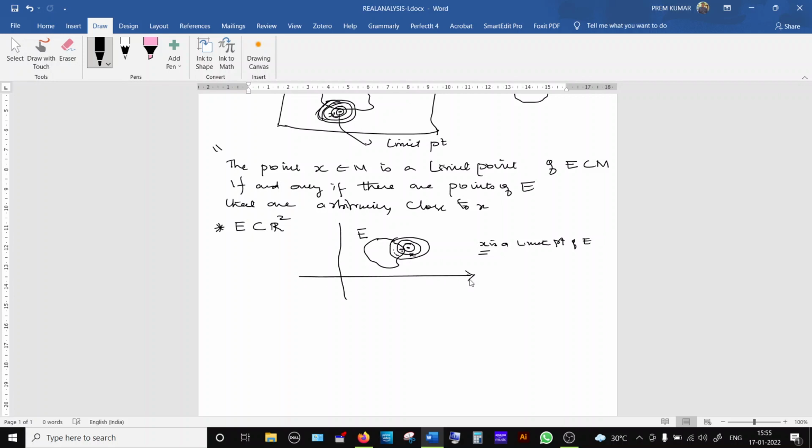Two dimensions. This is the x-axis and this is the y-axis. Suppose L is a straight line. Suppose you take a straight line, and suppose L is a set. L is a straight line.